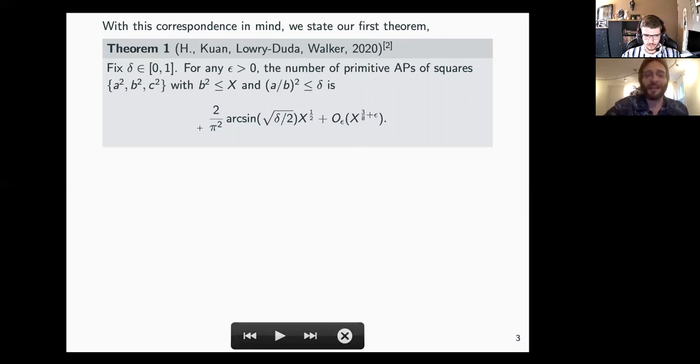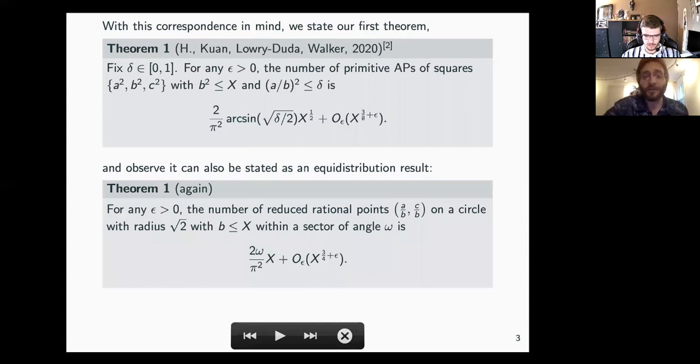This seems like a very odd result in terms of asymptotics, but when you look at it geometrically, it can actually be stated as an equidistribution result, basically saying that the number of reduced rational points, a over b, c over b, on a circle with radius the square root of 2, with a certain bounded height, that is, the reduced denominator can't be above a certain value, is proportional to the angle. This seems like a very natural thing to assume, that there is not some special part of the circle that has more rational points than others.